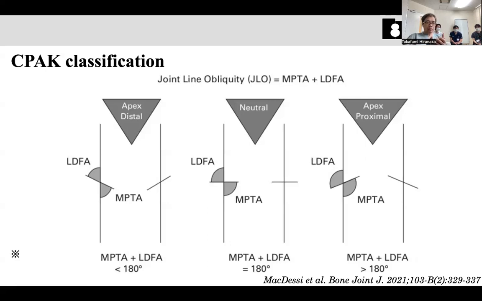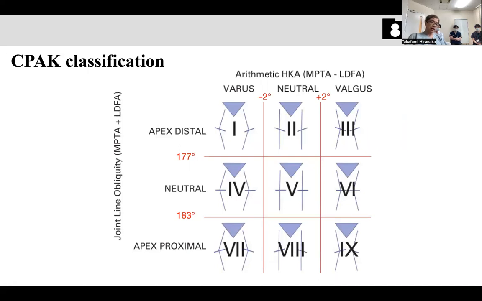So combining joint line obliquity and arithmetic HKA, we can categorize nine groups. The first is varus leg alignment with apex distal joint line. The second one is neutral leg alignment with apex distal, then neutral, then apex proximal, and likewise for valgus leg alignment: apex distal, neutral, and apex proximal. In the original CPAK, the boundary is set at plus or minus 2 degrees for arithmetic HKA, and plus or minus 3 degrees for joint line obliquity.